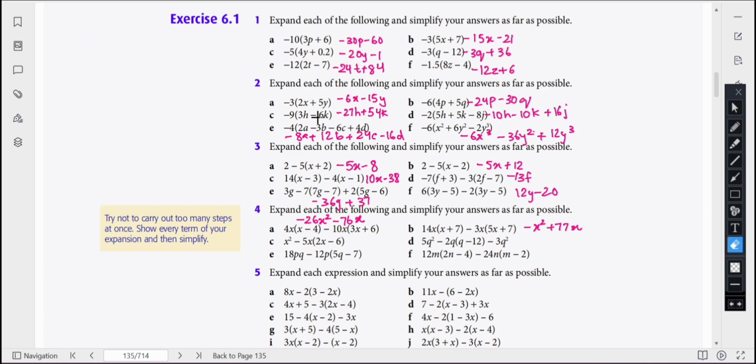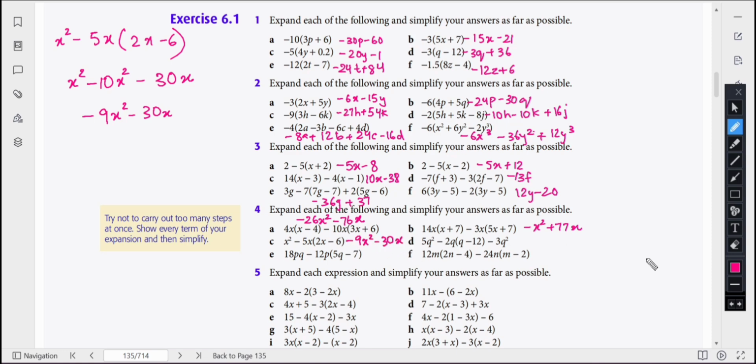Now for the part C, it is x square minus 5x(2x minus 6). Again we will let x square stay as it is. Minus 5x multiplied inside gives 10x square, and when multiplied by 6 it becomes 30x. And see, this is x square, this is also x square, so 1 minus 10 is minus 9x square minus 30x. And that will be the answer, minus 9x square minus 30x.